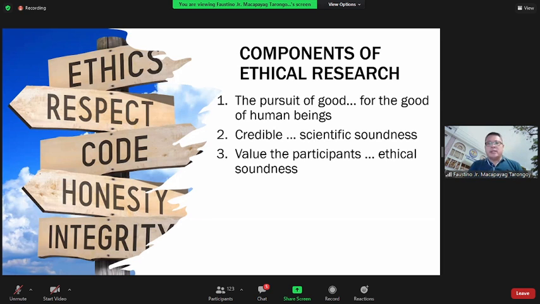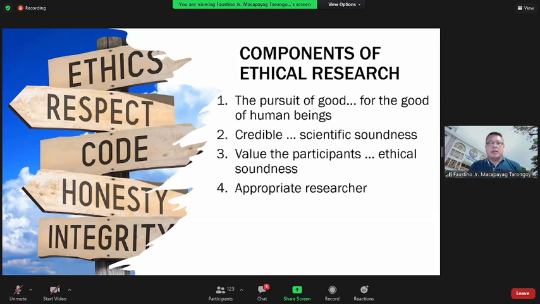And then there is always that attitude of valuing the participants, especially if your research will involve human participation, even just simple interviews, even random interviews, or much more if there are focus group discussions. You always consider that you are not just going to get data from them, you also have to value their integrity, that they are important, and respect them and take good care of your participants.